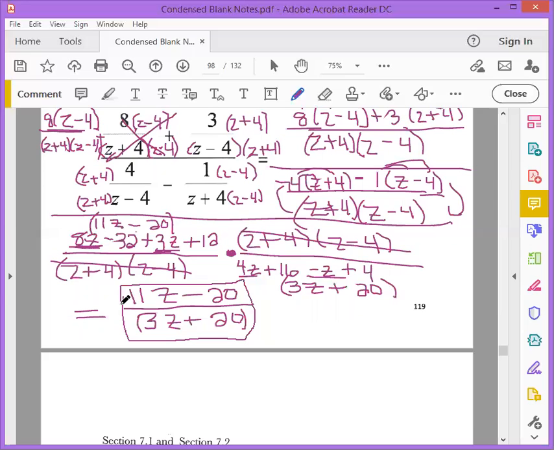And that's the last example from the 6.5 notes. So stop here.